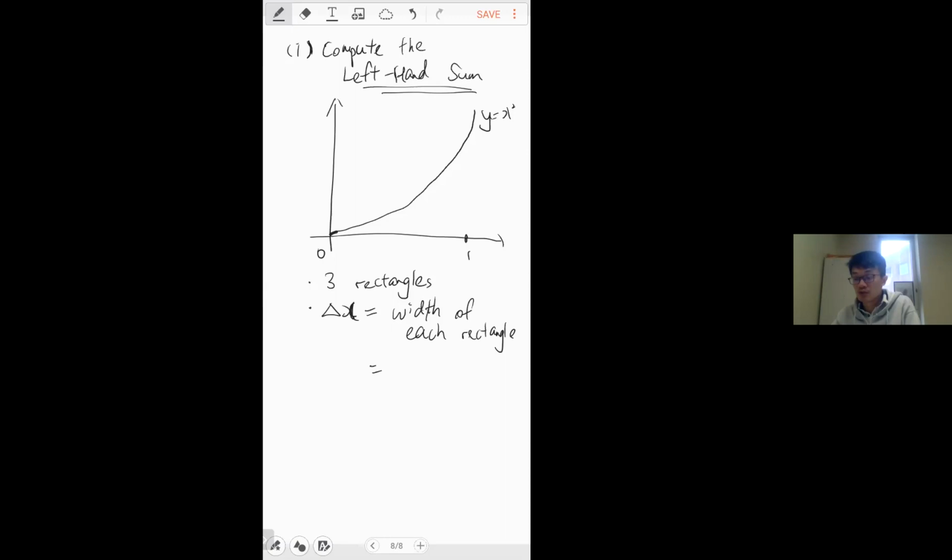The interval is from 0 to 1, and I have 3 rectangles. So what is the width of each rectangle? How do I split 0 to 1 into 3 equal parts? It's 1/3. The way you compute that is you do 1 minus 0, those are the endpoints, divided by the number of rectangles. In this case, you have 3 rectangles, so you divide by 3, which gives you 1/3.